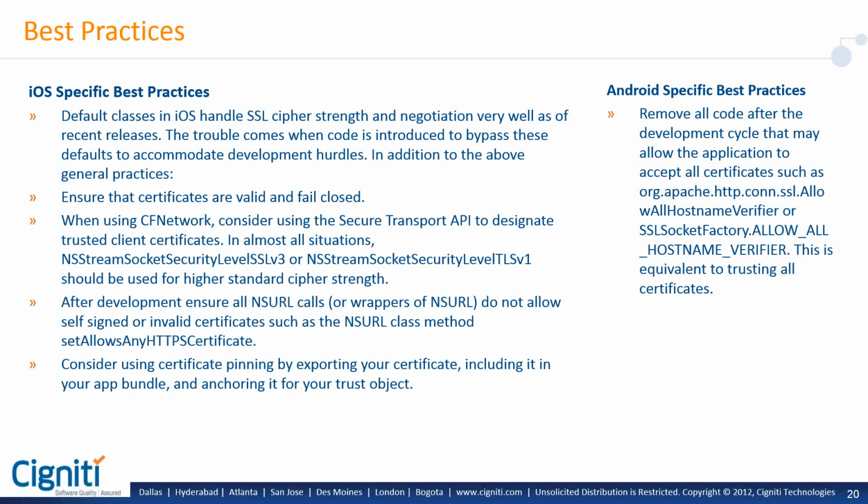all certificates should be enabled and valid, and it should also fail closed so that there are no issues. All the default classes in iOS handle SSL negotiation and cipher strength very well, so those can be used. Specifically for Android, we should remove all the code used during the development cycle and allow the application to accept certificates only from a host name which is verified. So that's how it has to be done in terms of best practices.